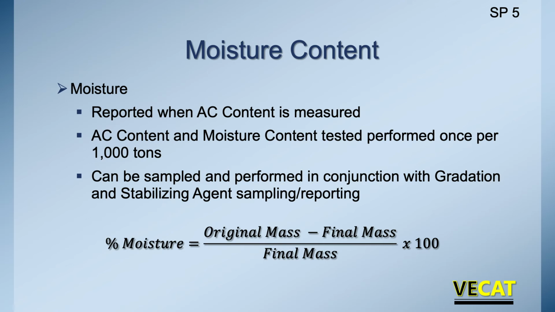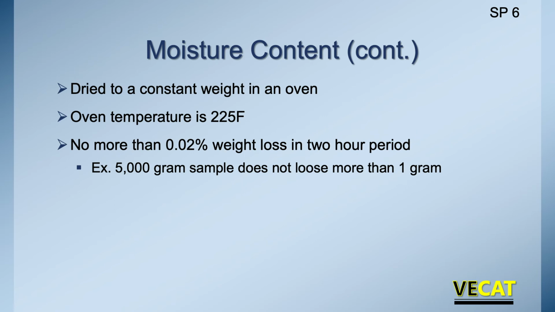We have the original mass, how many grams of material. We dry it. We have the final mass, or final grams of material, and then that difference is divided by the final mass to come up with the moisture percentage. And that moisture percent, again, is very vital, so when it goes out to the field to be compacted, it is correct. So we're drying it to a constant weight in an oven.